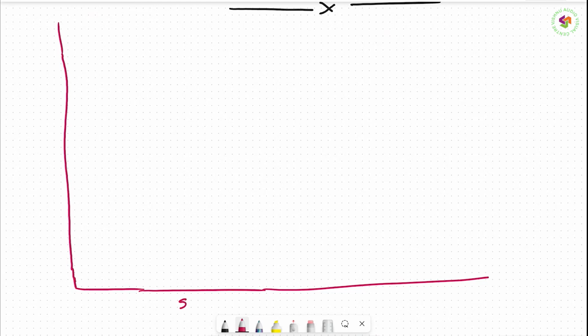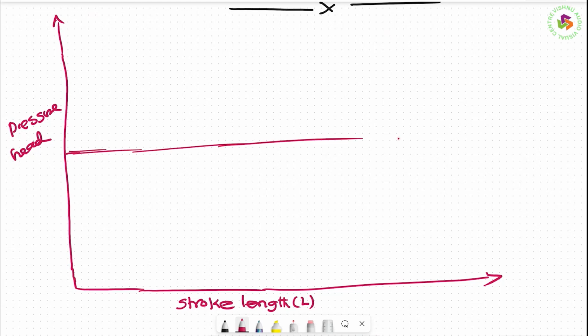So this is stroke length L, and this is pressure head, right? Now already I told you, keep somewhere H atmosphere. This is the thing. Then now I will draw. Just see how I am drawing.